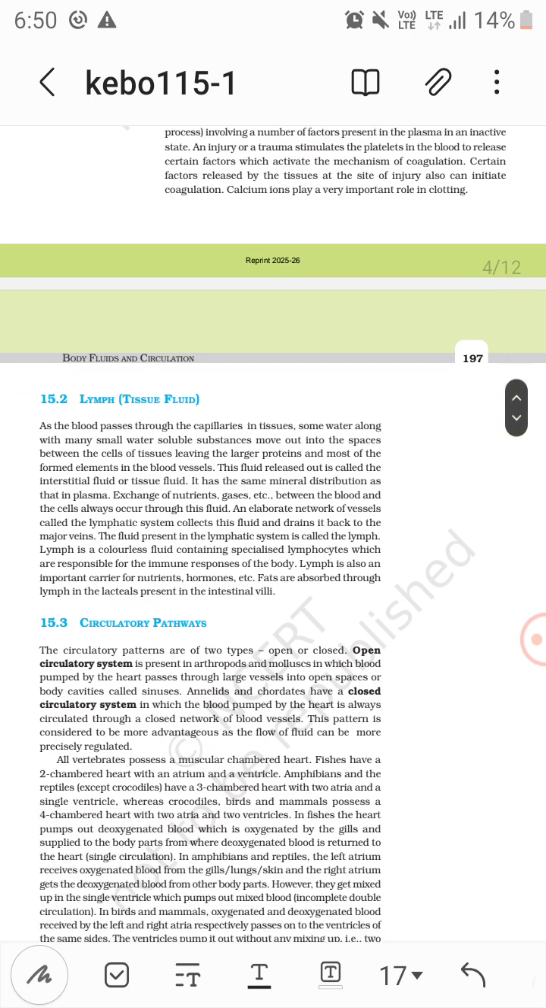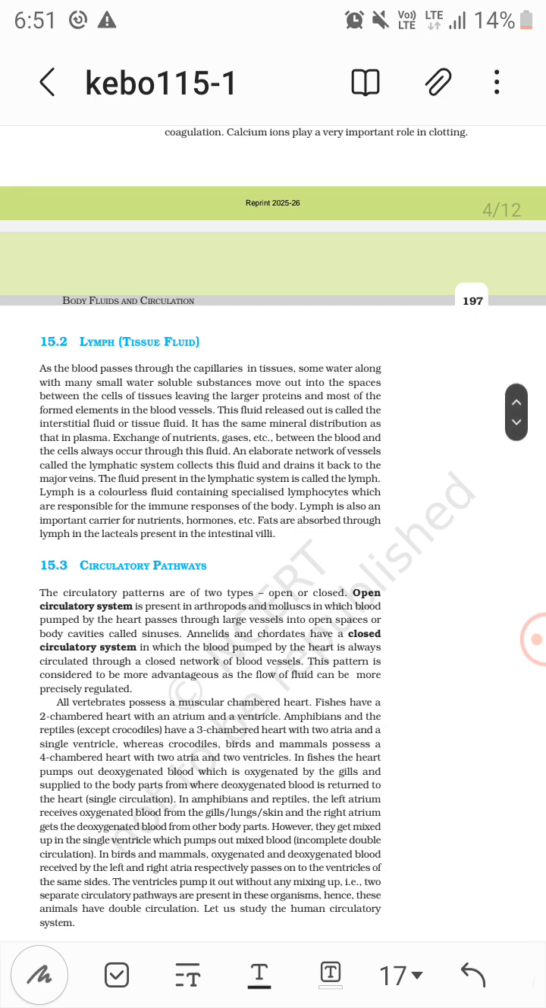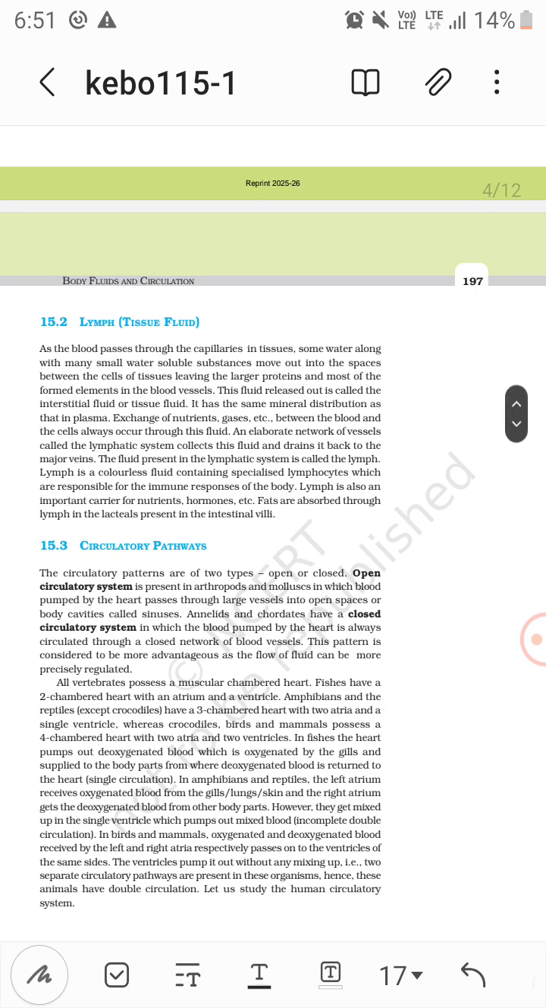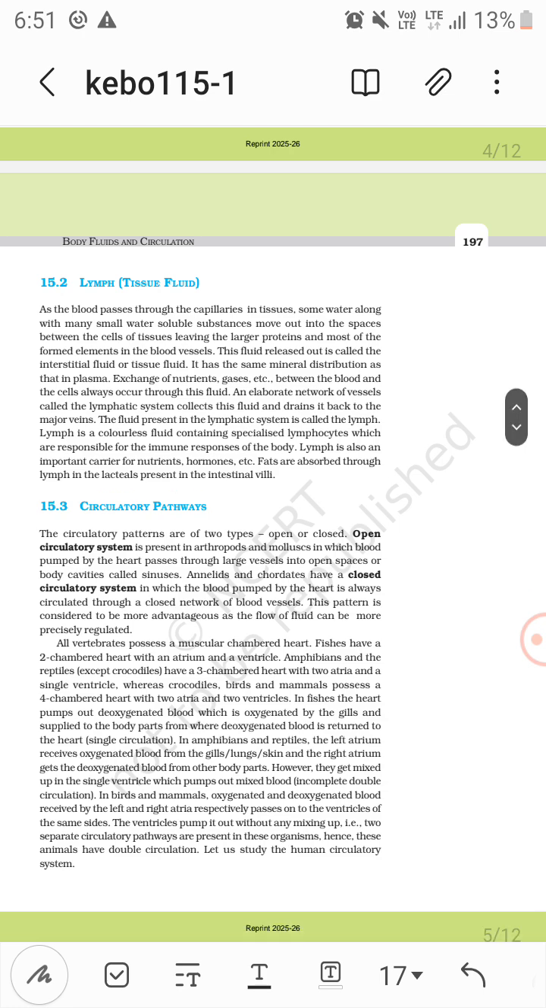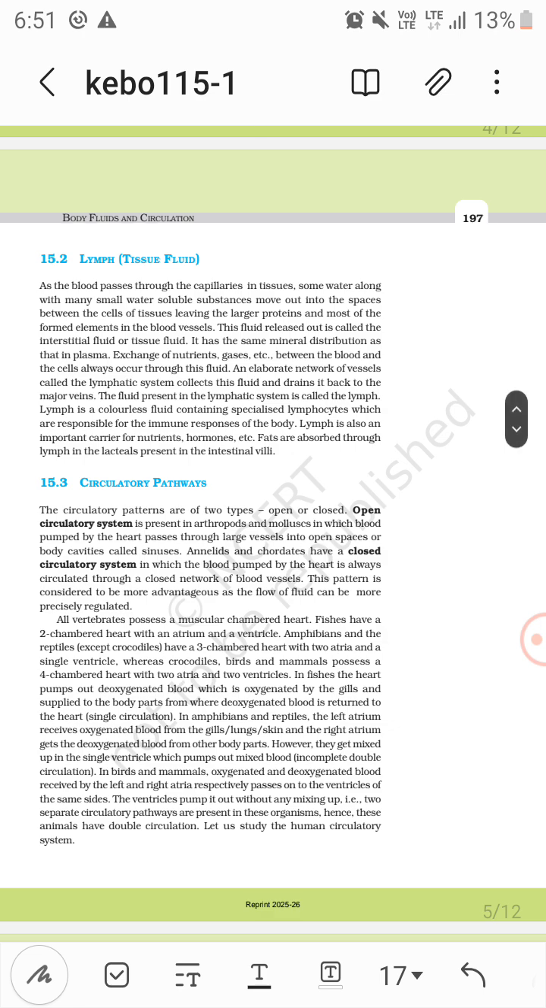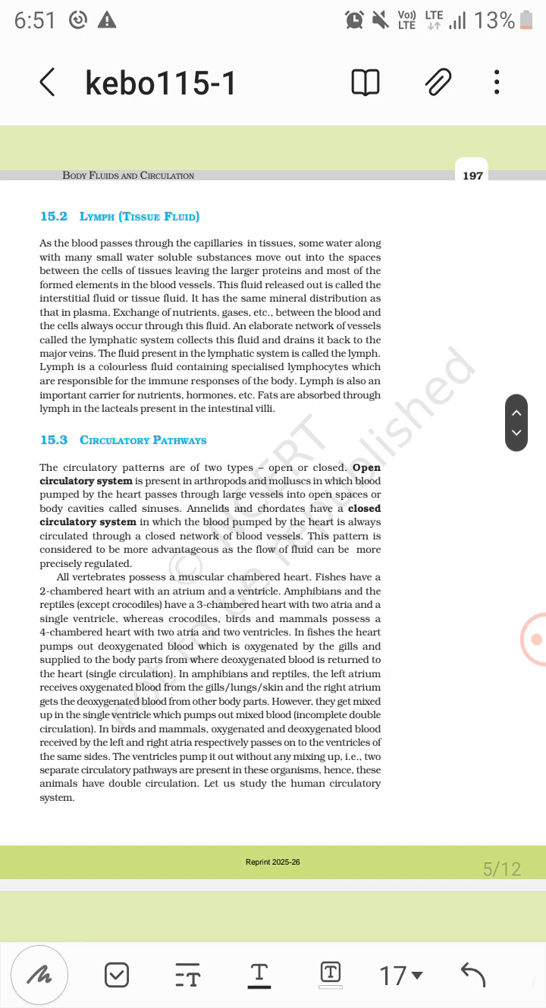Okay, now lymph, it is tissue fluid. Blood is also a kind of fluid. Now lymph is tissue fluid, the interstitial fluid. When blood passes through the capillaries, it leaves out some proteins into the spaces between the cells of the tissues, leaving the larger proteins and most of the formed elements in the blood vessels. Now this interstitial fluid, or tissue fluid, is where the exchange of nutrients and gases takes place.